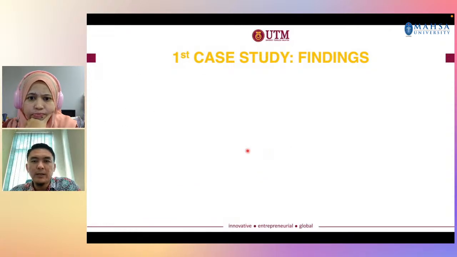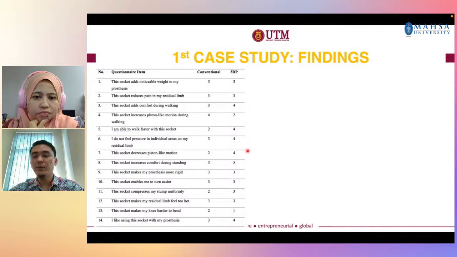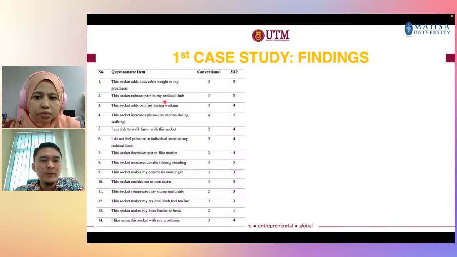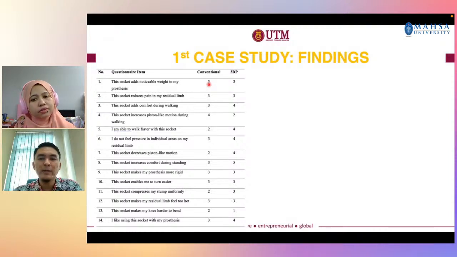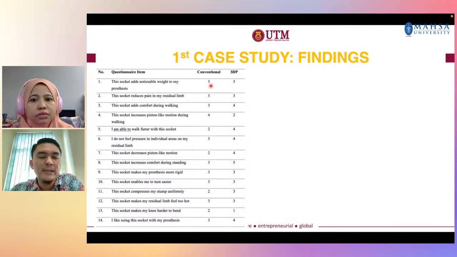Okay, and then another finding where we interviewed the subject using a questionnaire. The first question is about the noticeable weight of my prosthesis. The answer is 3. The scale is 1 to 5, where 5 means the best and 1 is the worst. For this case, the patient put 3 for both conventional and 3D printed. The other question: the socket reduces pain in my stump. It is also the same, 3, neutral, for both.